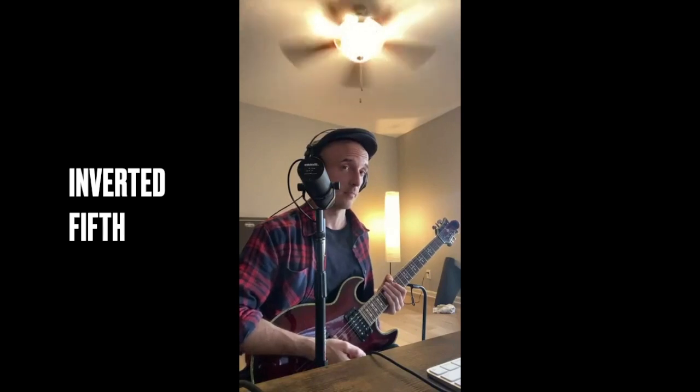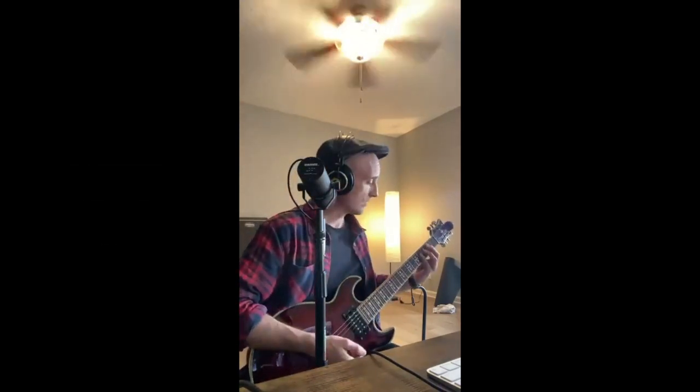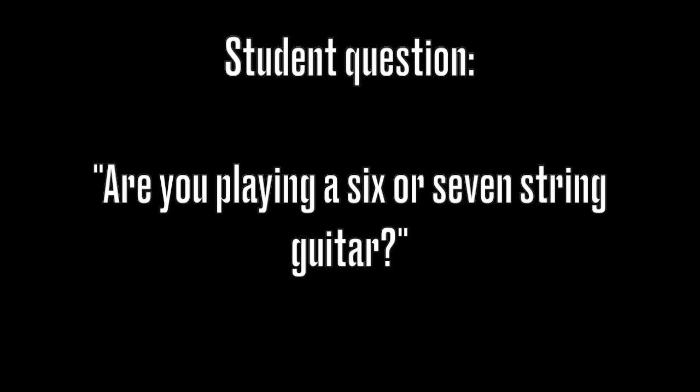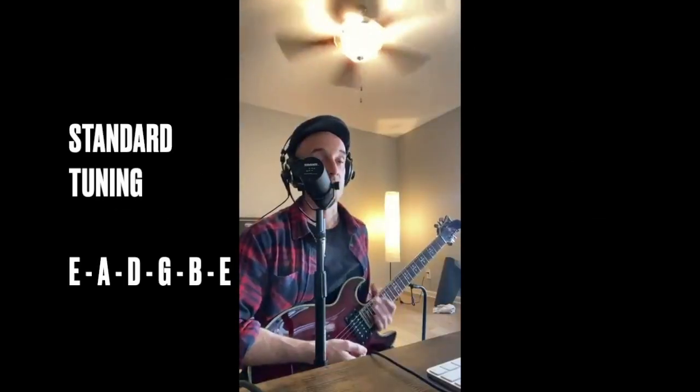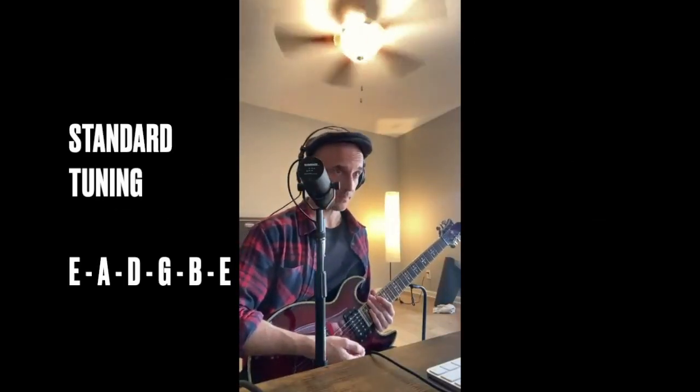The other thing about this particular riff too, it's still really simple, but it involves basically an inverted fifth power chord, or you can think of it as a fourth if you want. So we start with just open E, right? Just chug, chug, chug, chug. 6th string, just standard tuning.